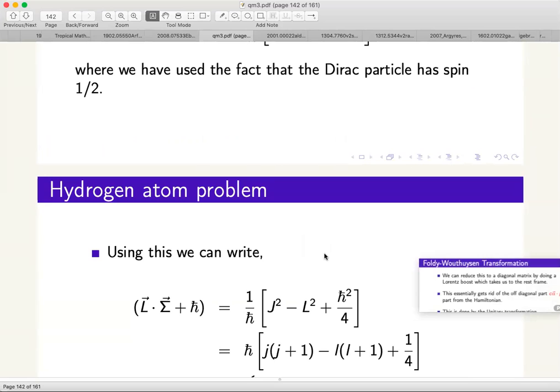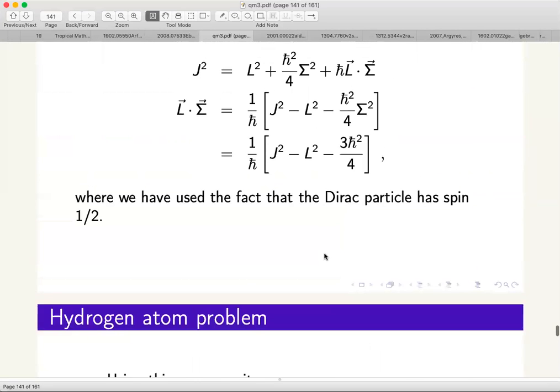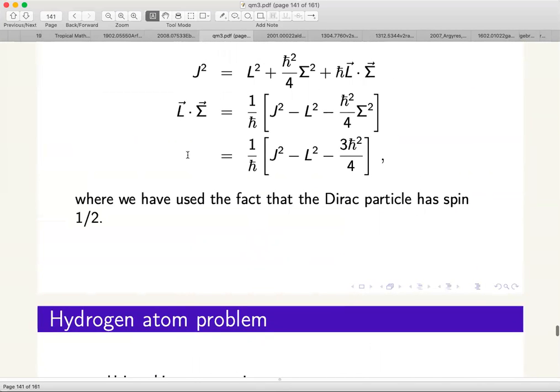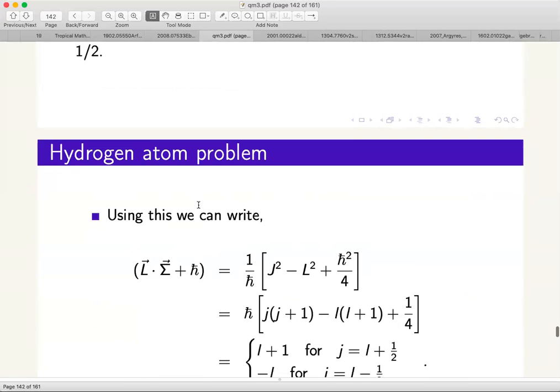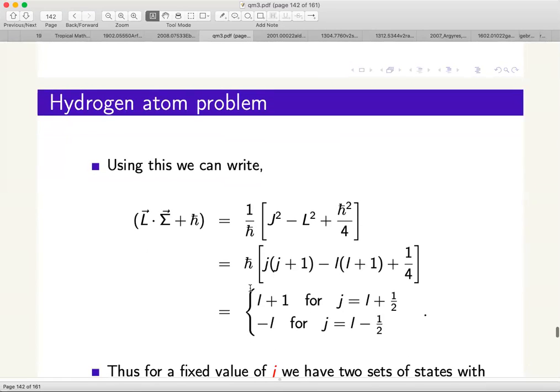Now, of course, we need not the sigma dot L piece, but sigma dot L plus h bar. So that makes this factor go from minus 3 quarters to plus 1 quarter. And now we can just substitute the eigenvalues of these operators.